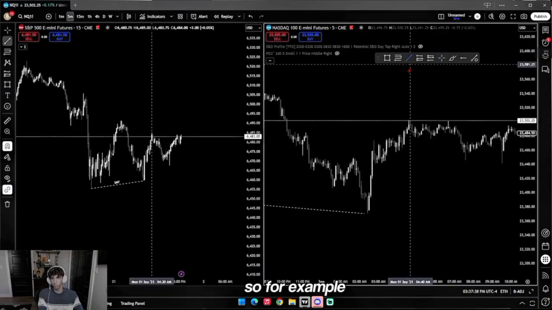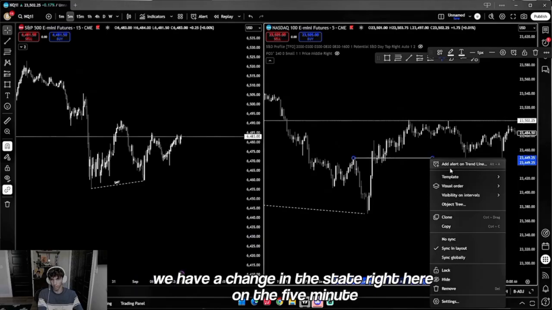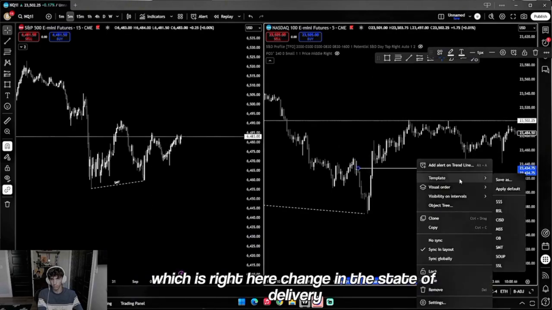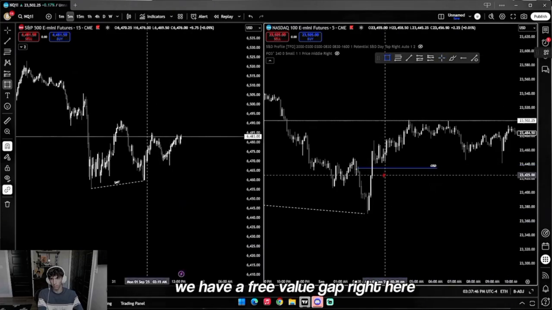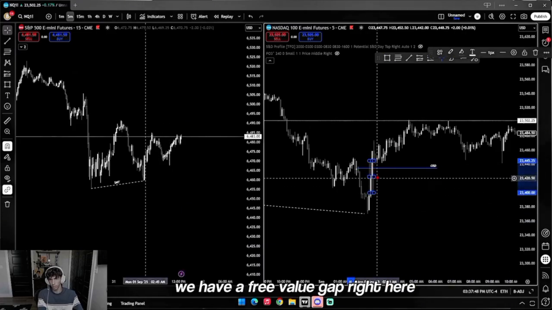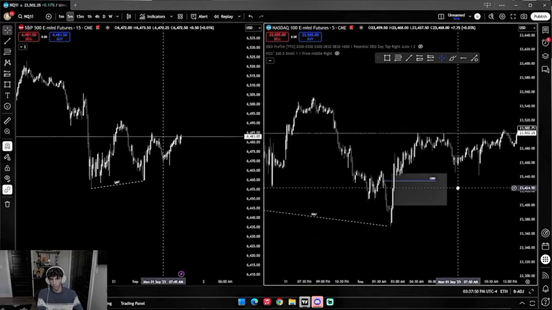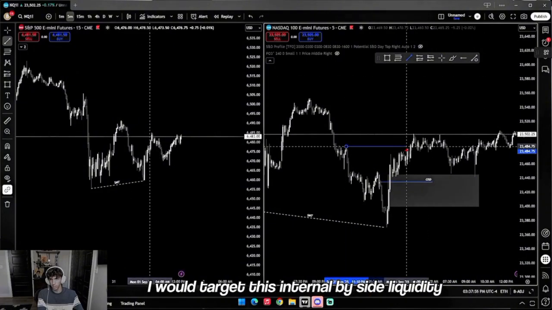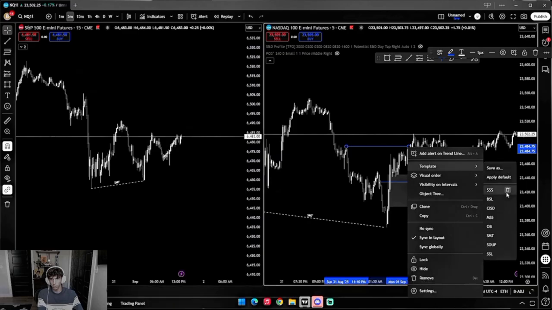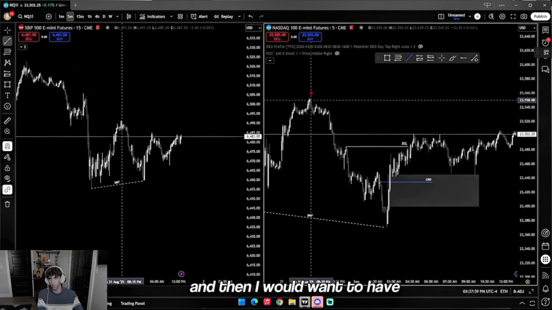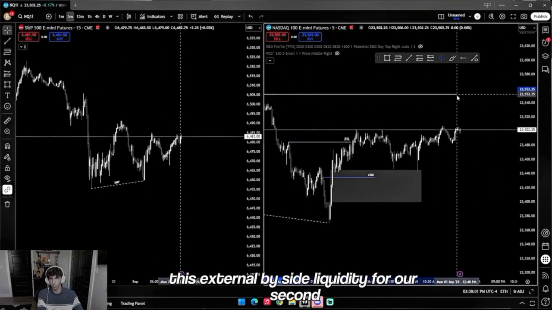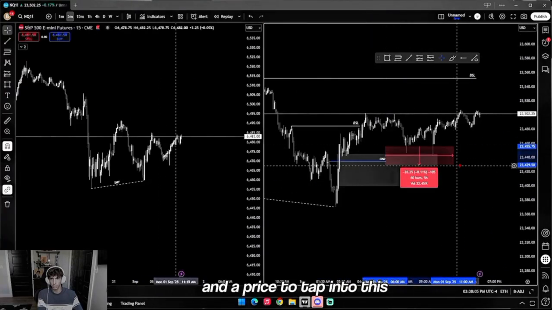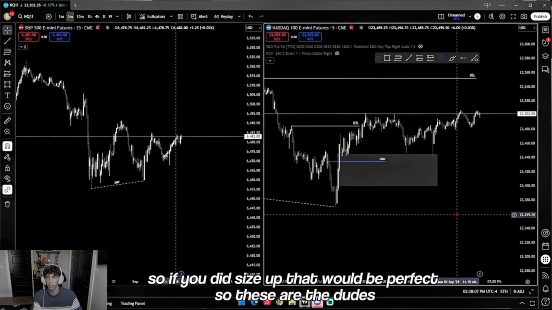So for example, we have a change in the state of delivery right here on the 5-minute. We have a fair value gap right here, which we then do tap into. I would target this internal buy side liquidity, and then I would want to have this external buy side liquidity for our second take profit. And price did tap into this, so if you did size up, that would be perfect.